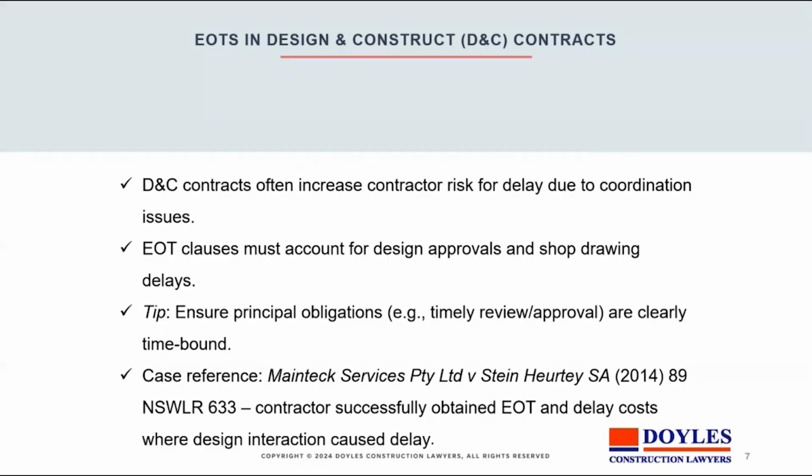So some of the aspects that you've got to look at when you're dealing with these situations is that design and construct contracts often increase the contractor's risk for delay, because the more responsibility the contractor accepts, then usually there's less cause to give an extension of time. Whereas in an AS 2124, if a design improvement or adjustment is late, that's usually the principal's problem, and in a D&C contract that is the contractor's problem, and he has a tighter timetable to respond to.